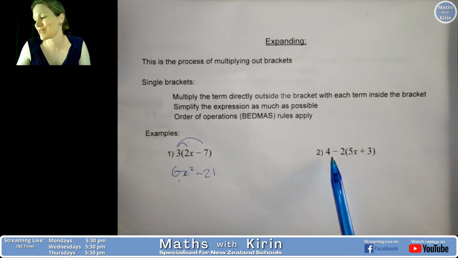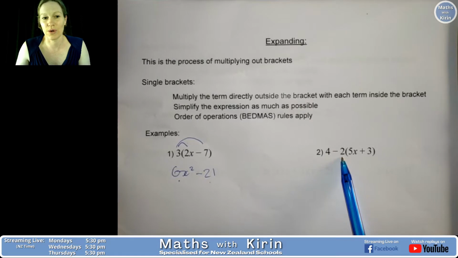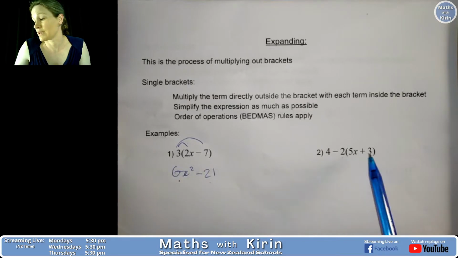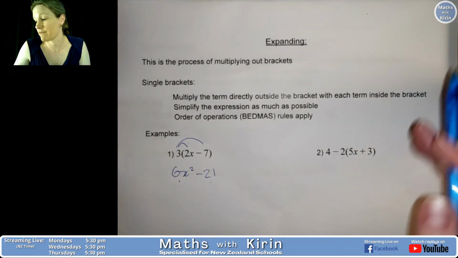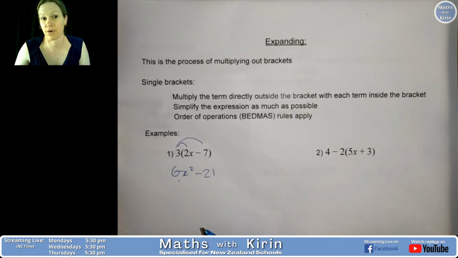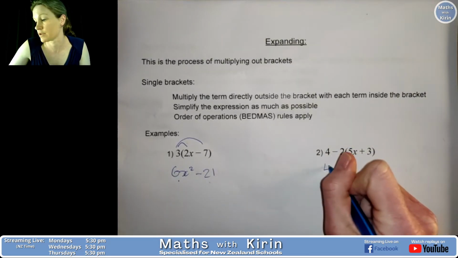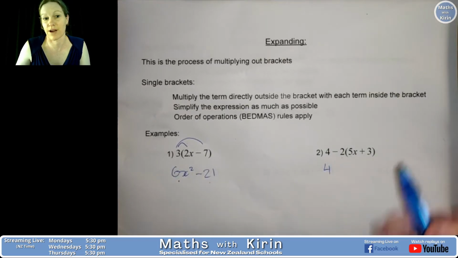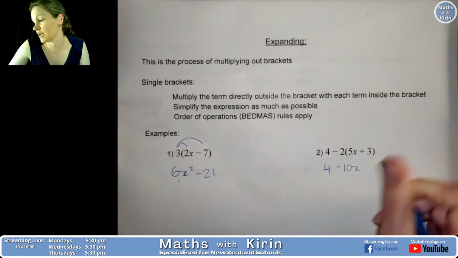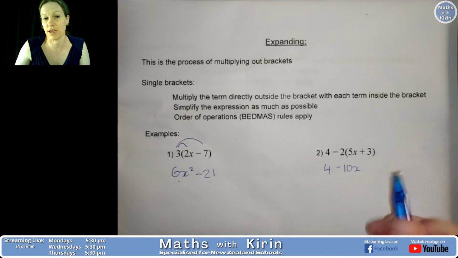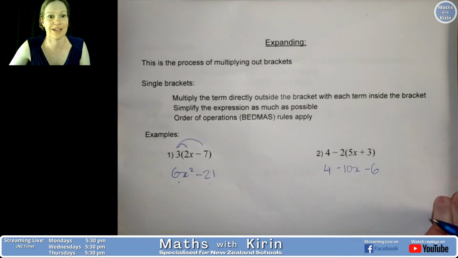For this second question, this is where we need to make sure that we're remembering our BEDMAS rules. We've got 4 minus 2 multiplied by 5x plus 3. So in our BEDMAS, we need to multiply first. That means that we're going to be multiplying this 5x plus 3 through by that negative 2, and we're going to leave the 4 out in front, and then we'll tidy it up. So with our 4, we write that down first. Negative 2 times 5x is negative 10x. And then we're still looking at negative 2 times positive 3 here, which gives us negative 6.